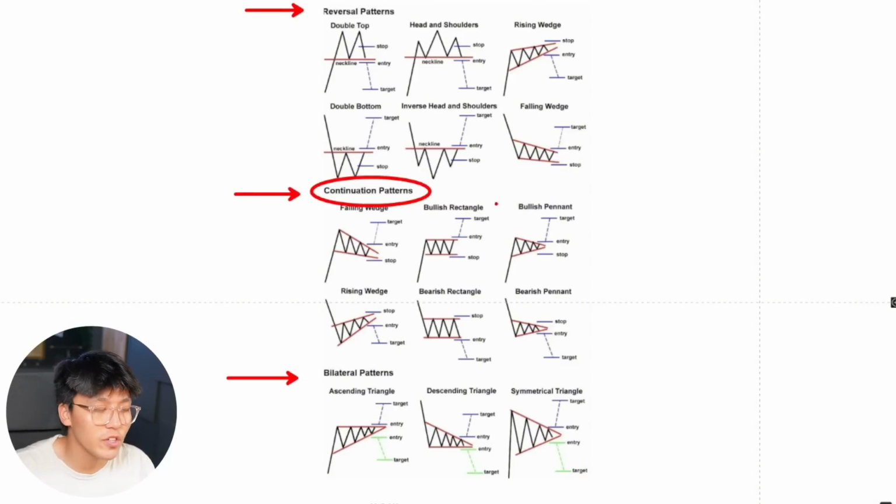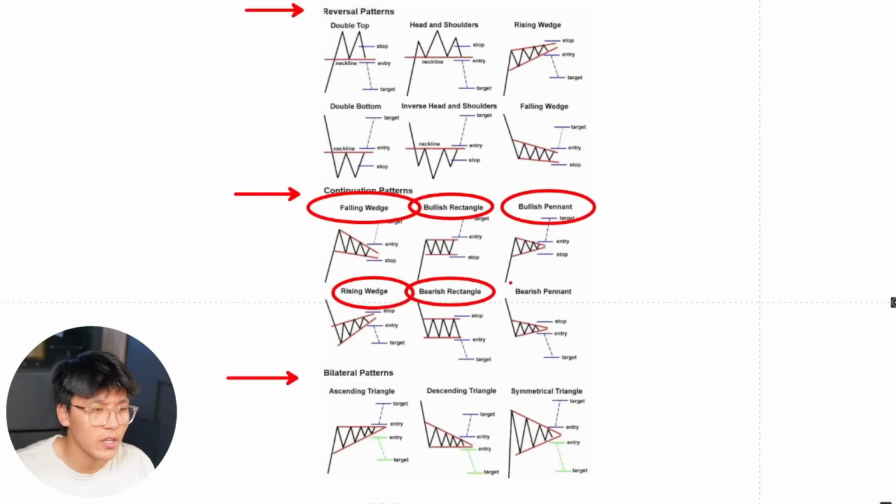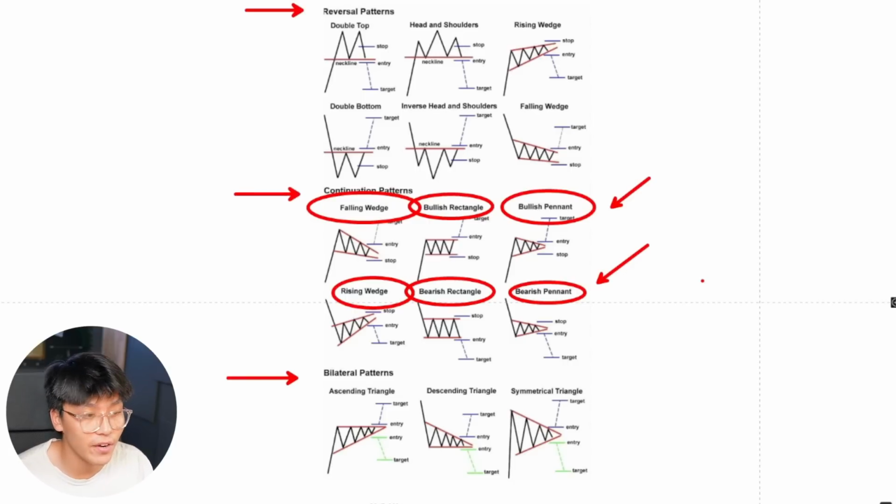There's a bunch of continuation patterns. As you can see right here, we currently have the falling wedge, the bullish rectangle, bullish pennant, rising wedge, bearish rectangle, bearish pennant. The main ones that I want to focus in on today are the bullish and bearish pennant. These are by far the easiest patterns to recognize on the higher time frames, and these are really the only ones you need to know, right?